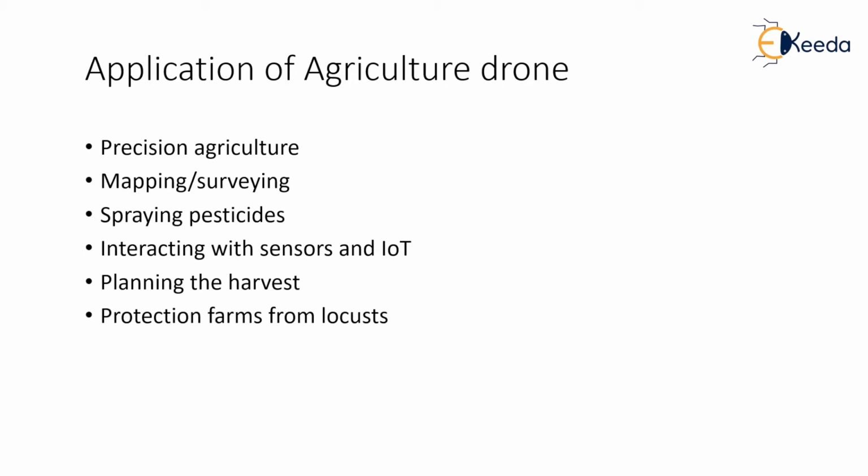Finally, protection of farms from locusts. One of the recent applications where drones have been used is to protect farms from locusts by appropriately identifying the area of locust infestation and spraying the pesticides, so the growth as well as the damage caused by the locusts or any insects can be avoided. This was recently seen in the news where drones on a large scale were used to actually curb the infestation that was caused by the locusts.